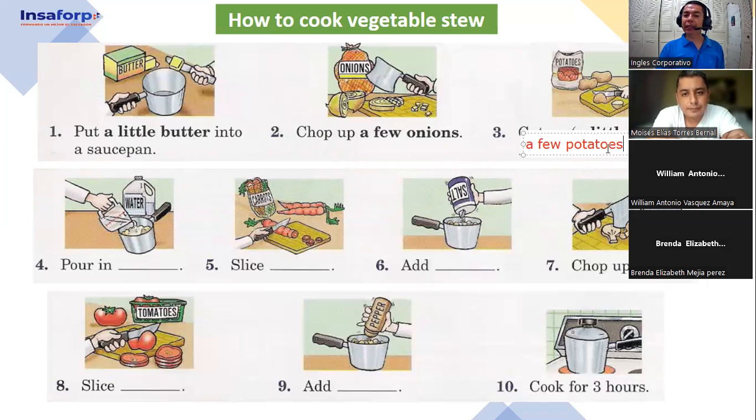Esto es por la regla de si la palabra termina en O. Es una regla, recuerden, de plurales. Si la palabra termina en O, le vamos a agregar ES. Si termina en CH, X, SH, S, como por ejemplo en el caso de vestidos, you know, dress, le vamos a agregar ES. Lo mismo sucede con potato. Como termina en O, agregamos ES. En lugar de decir potatos, dice potatoes, right? A few potatoes. Ok, very good.